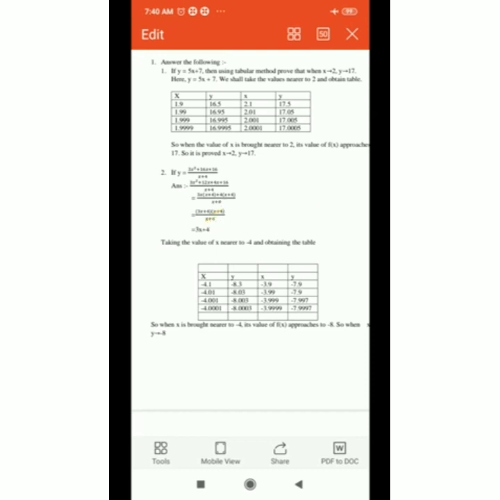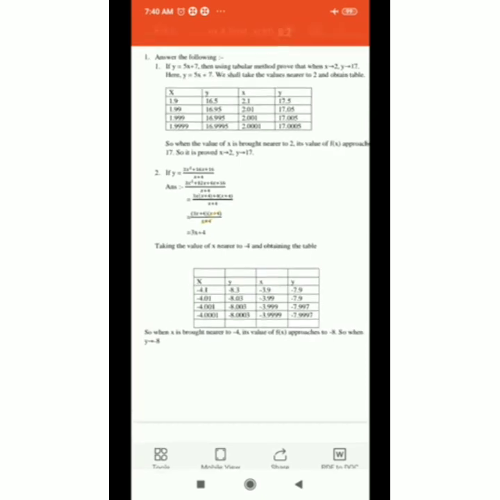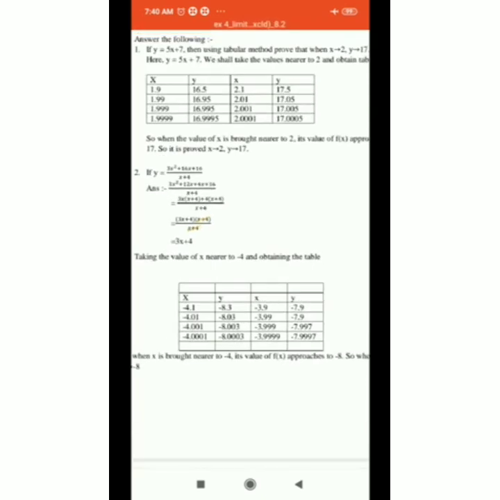Starting with the first sum of section E, that is, if y is equal to 5x plus 7, then using the tabular method, prove that when x tends to 2, y tends to 17.